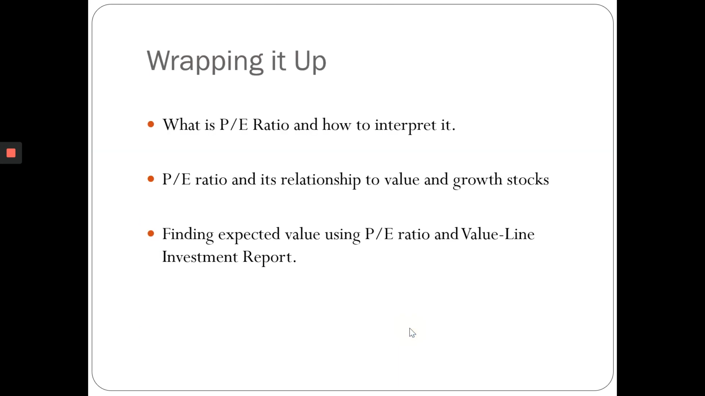So in this video, what we have seen is what is meant by the PE ratio and how we can interpret it. We also have seen what is the relationship of the PE ratio with value and growth stocks. And finally, we used the PE ratio to find the expected value of a real stock, which was Walmart in this case, using the Value Line investment report. So we basically gathered all the data from the Value Line investment report and found the expected price of Walmart. Thank you.